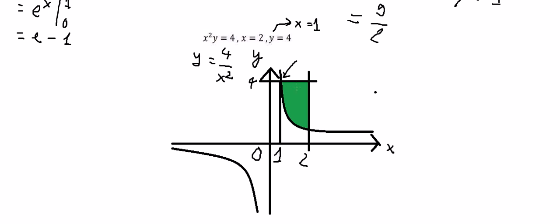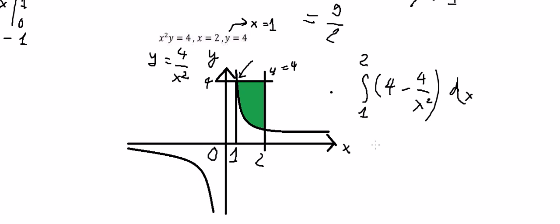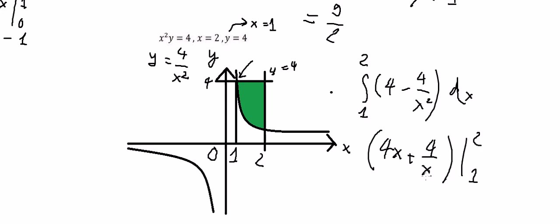Now we need to find the area in this region. So we have the integral from 1 to 2. We know that this is y equals 4. So we need to put 4 minus 4 over x squared dx. And now we get the final answer. So we put 2 and 1 in here. So that should be 2.